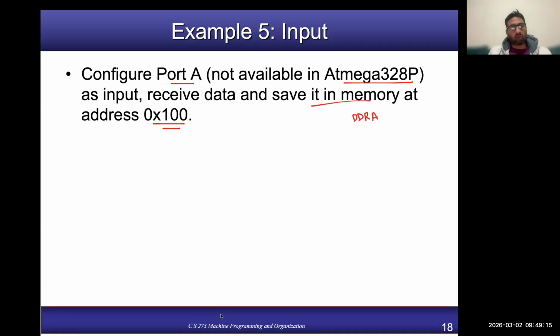And what do we use the DDRA register for? For configuring the direction of the port. So if we write all zeros in the DDRA register, it means we are configuring the port in input direction. The other thing is that we want to enable the internal pull-up resistors. How will we do that? By writing all ones in the PORTA register. And how will we read the input value? The input values from the pins of port A, by reading the data from the PIN register. Okay.